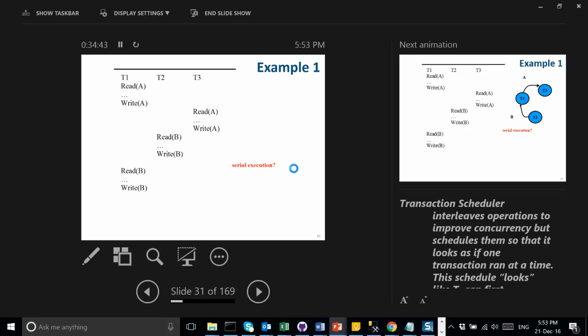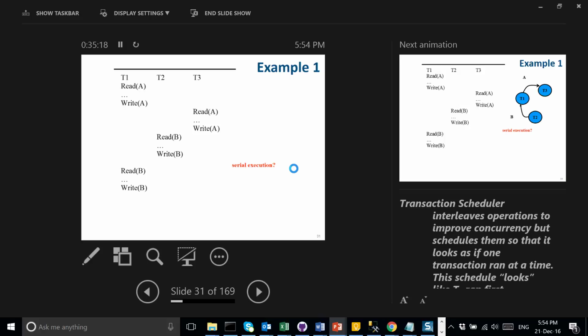So while T3 is waiting, T2 came along. Here is T2. Before T2 can do anything, what should it do? It should ask for a shared lock. So it will ask for a shared lock on B. No one is using it. So T2 will get the lock, and it will be able to read B, no problem.